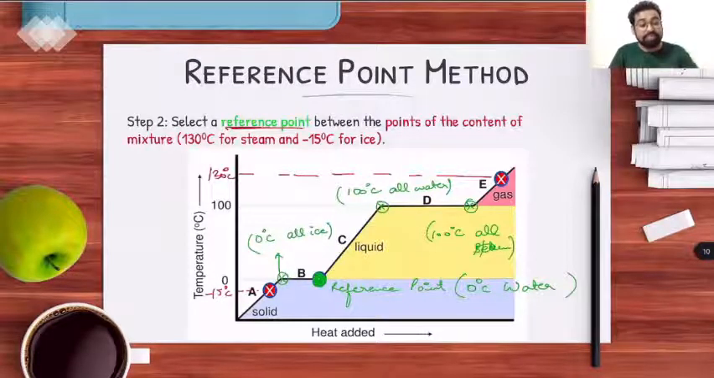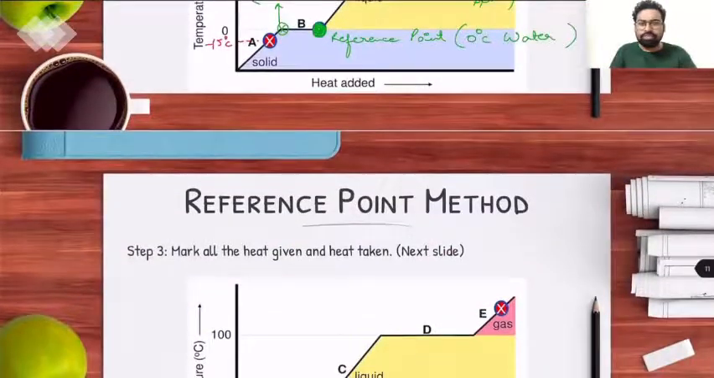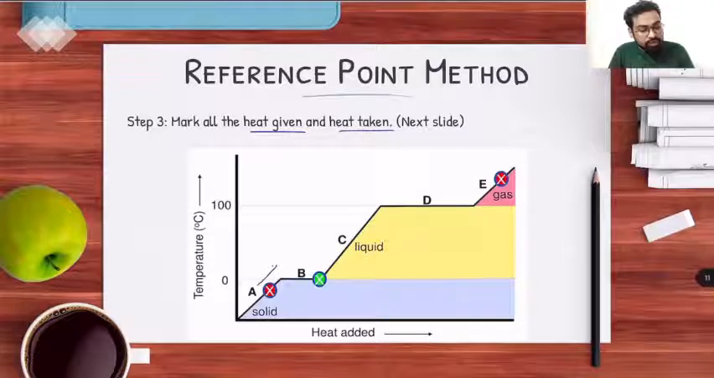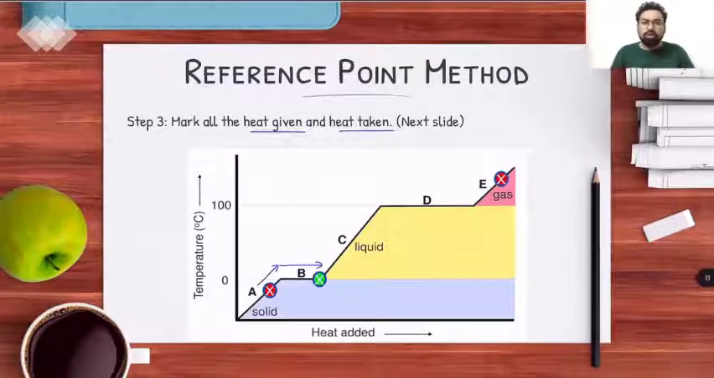I hope that these two steps are pretty easy to understand and you might have understood both of them. So let's go to the third step. And what does this third step have for us? It says that you need to mark all the heat given and all the heat taken. How would this heat given and heat taken be seen as far as our question is concerned? You want this ice to reach over here, right? Over here we would be giving the heat to the ice itself and making it reach the reference point.